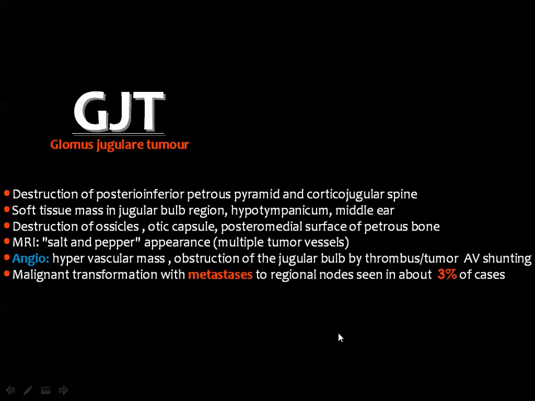On MRI, you can see this classic appearance, which is known as the salt and pepper appearance, and this is not seen in smaller tumors less than 2 centimeters in diameter. But with larger tumors, you can easily see this salt and pepper appearance.